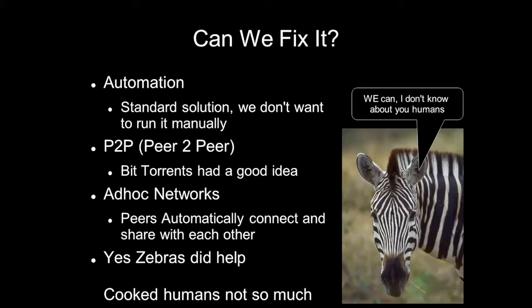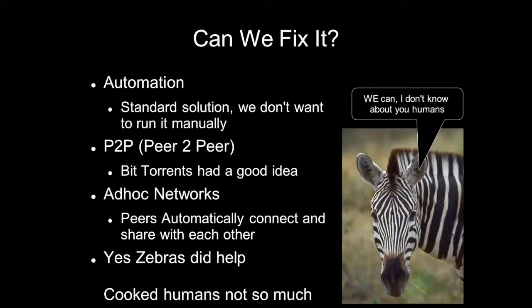So, can STEM offer a solution? Here are several suggestions. First is automation. The second is peer-to-peer networks. The third is ad hoc networks. This is where peers automatically connect and share information with each other.